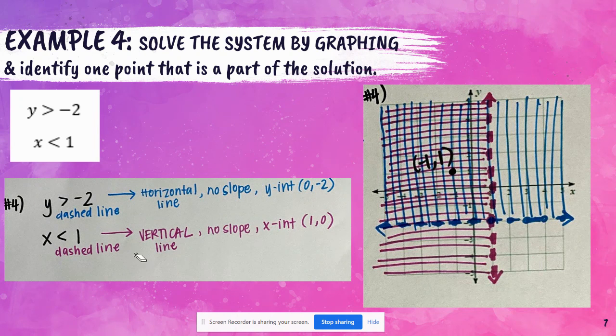And similarly for x is less than 1, it's a vertical line because it's crossing the x-axis. It also has no slope, and we have that x-intercept at 1, 0.